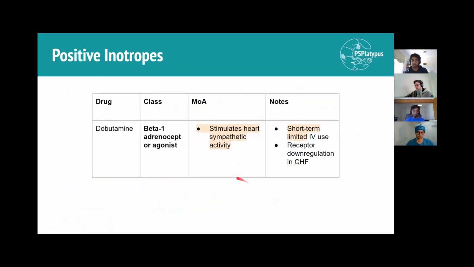The last one that we're going to talk about is dobutamine, a beta-1 adrenoceptor agonist. So we talked about beta blockers actually working for heart failure. So not blockers, but beta agonists also seem to have some help. By stimulating sympathetic activity, we promote heart contractility and stuff.